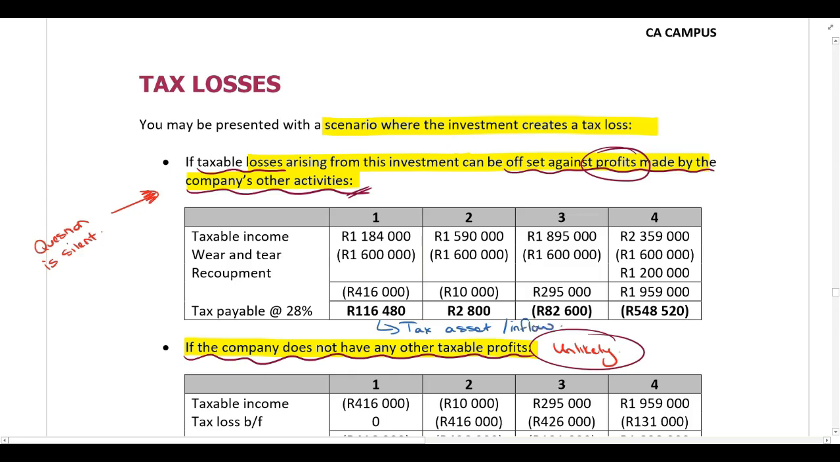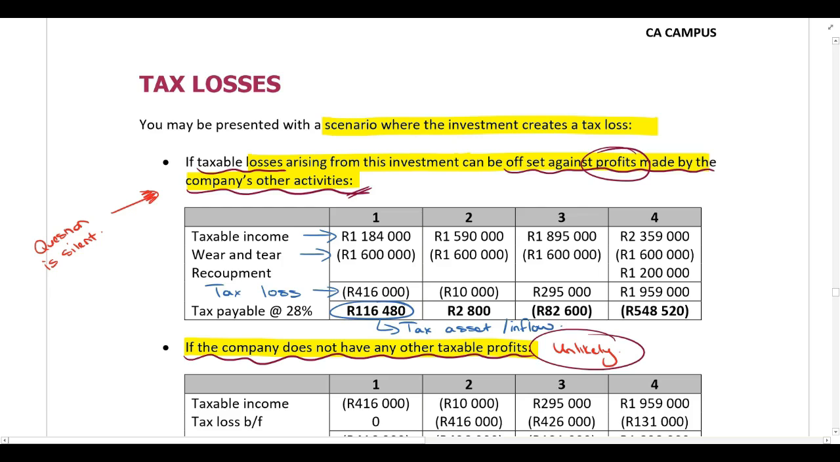So what I mean, you can see here that we are sitting with a tax loss because my wear and tear is greater than my taxable income. So I'm sitting with a tax loss. Now remember how it works. If you have a tax loss, SARS doesn't actually refund you that money. So you can't actually show that as an inflow.